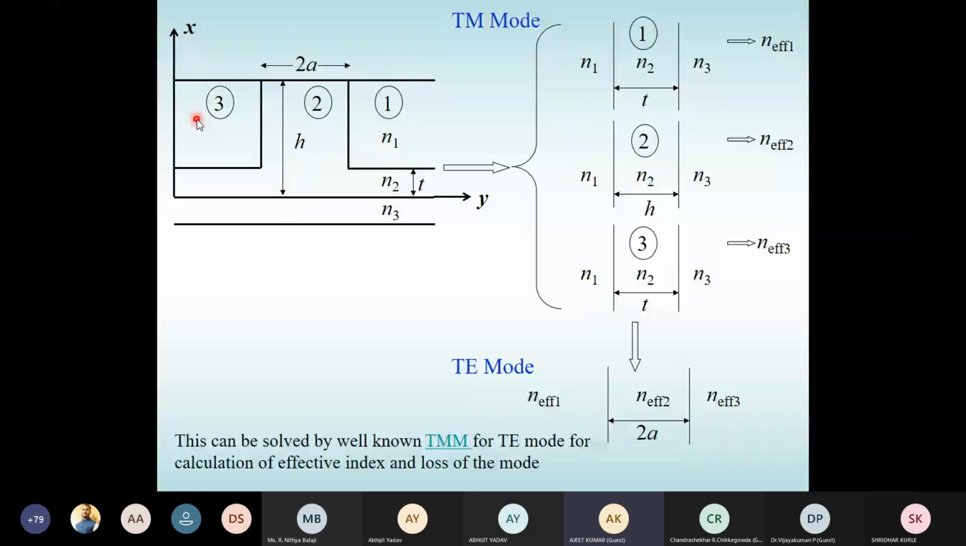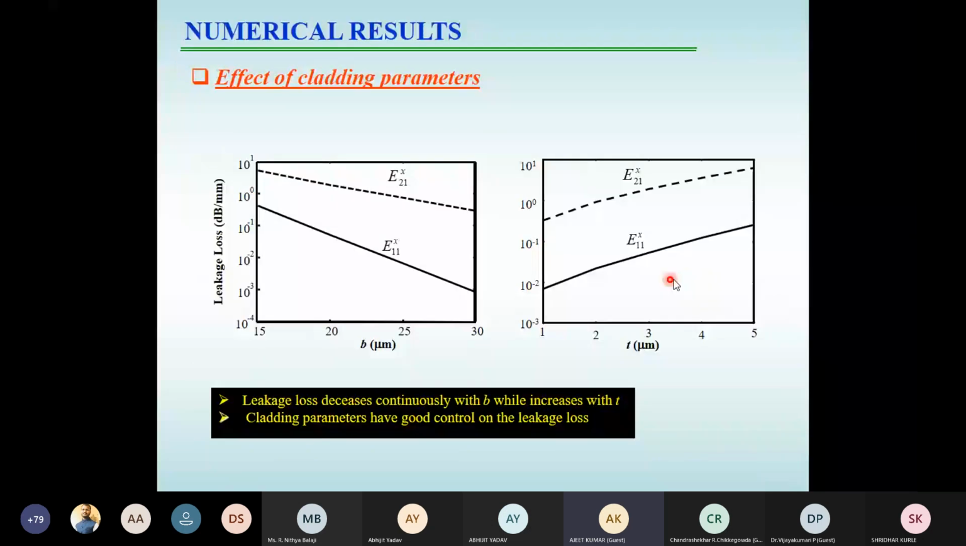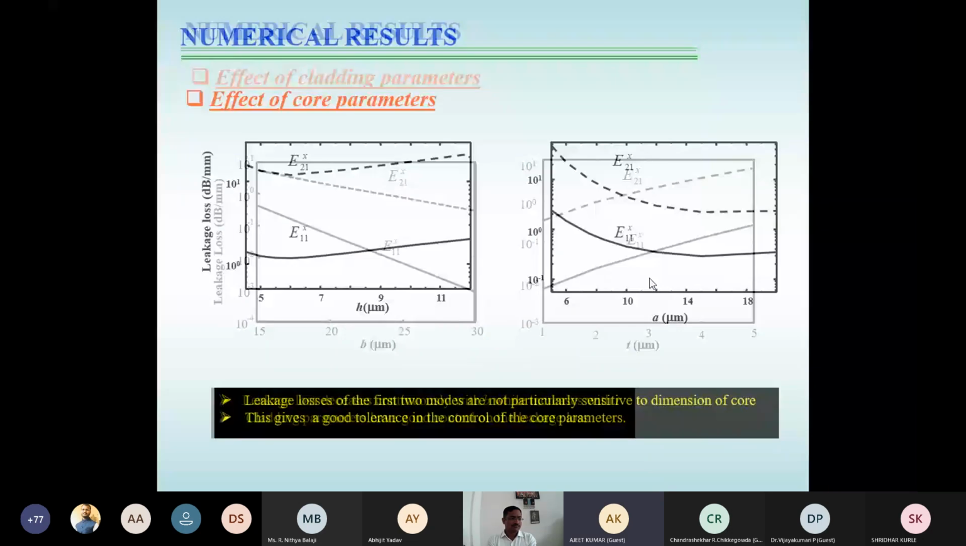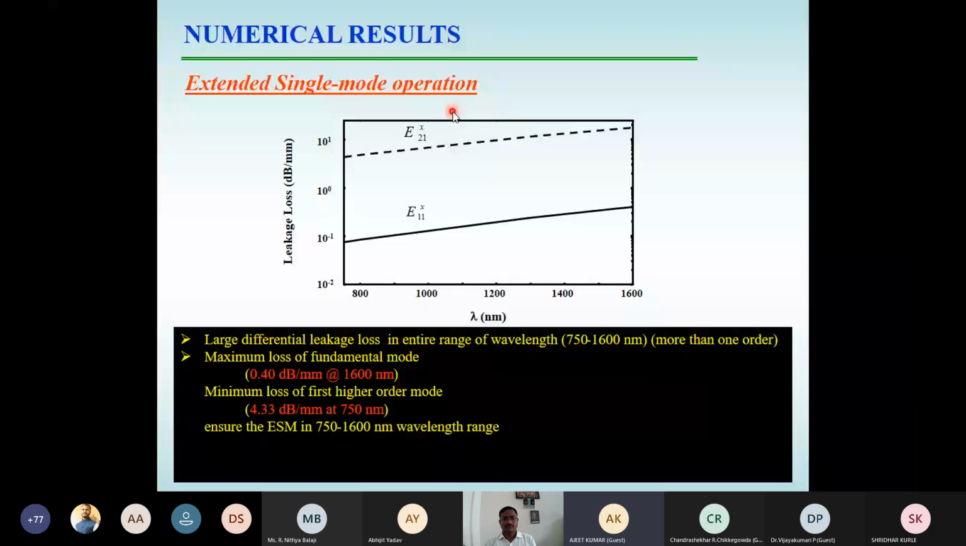We have shown the results, and the results again clearly give the information that you can get the single mode structure. The second important point about this structure is that it gives you extended single mode operation. Extended single mode operation means it gives you single mode operation not at a particular wavelength, but in a range of wavelengths. Like for the channel waveguide, it is giving you 750 to 1600 nanometer single mode operation. Why? Because at 1600 nanometer, the maximum loss is 0.4 dB, and at 750 nanometer, the minimum loss of the first order mode is around 4 dB. So you can ensure single mode operation in the range of 750 to 1600 nanometer wavelength.